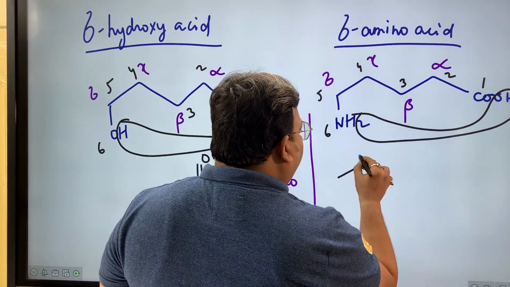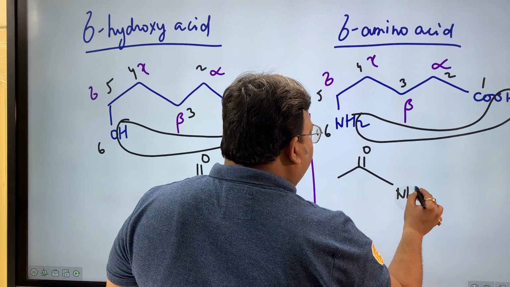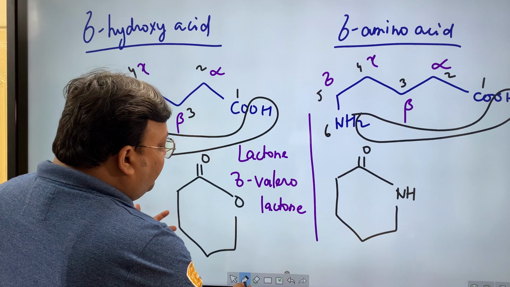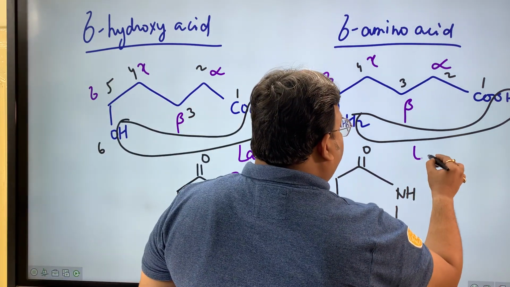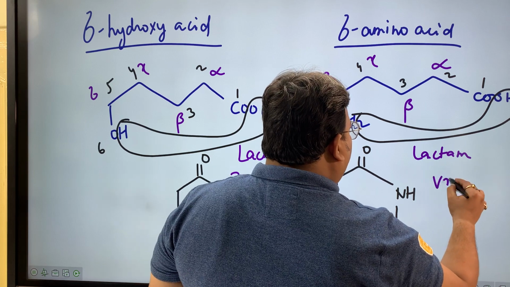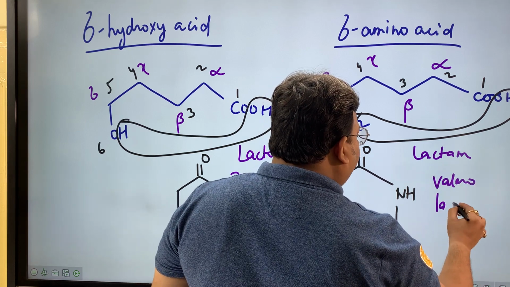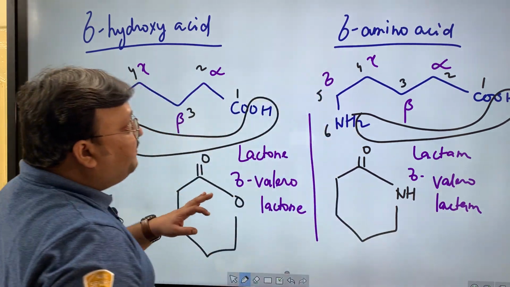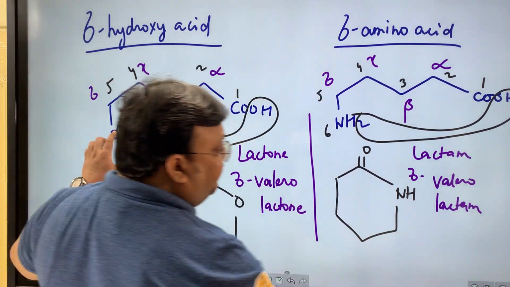The corresponding amide 6-membered would look like this. 6-membered is even more stable. And the lactam this time, the intramolecular amide, could be called valerolactam, a delta valerolactam. Now it's happening exactly like the previous case.